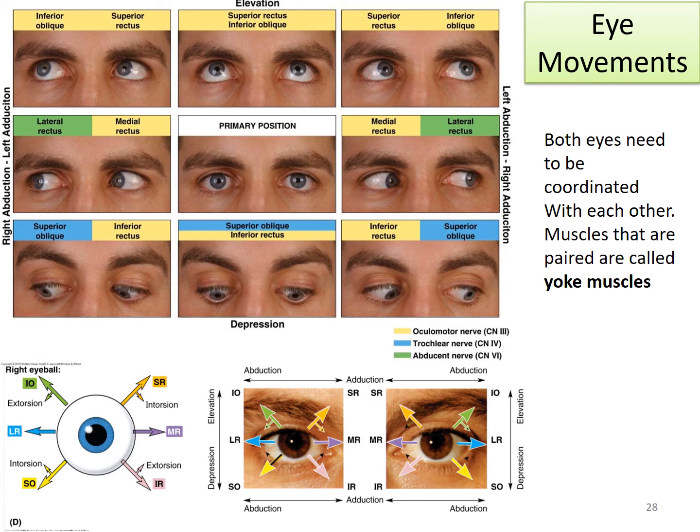Both eyes need to be coordinated with each other. Muscles that are paired are called yoke muscles. To look up and out, as here, we need the inferior oblique and the superior rectus. To look straight off to the side, the eye that is abducting will be activated by the lateral rectus, the eye on the contralateral side by the medial rectus. This is the primary position. To look down and out, we activate the superior oblique in this eye and the inferior rectus in this eye.